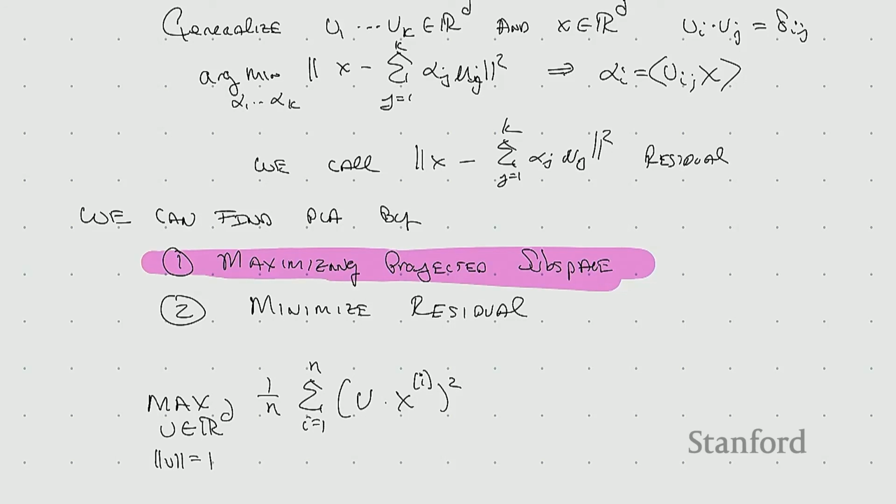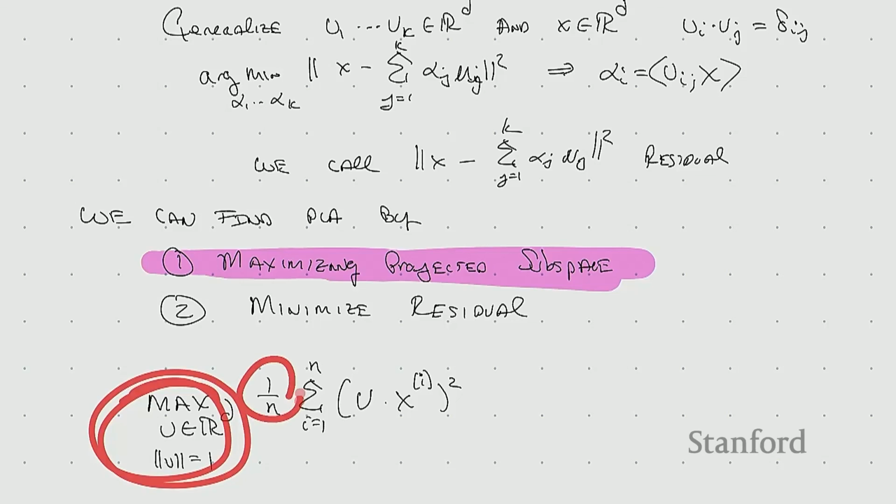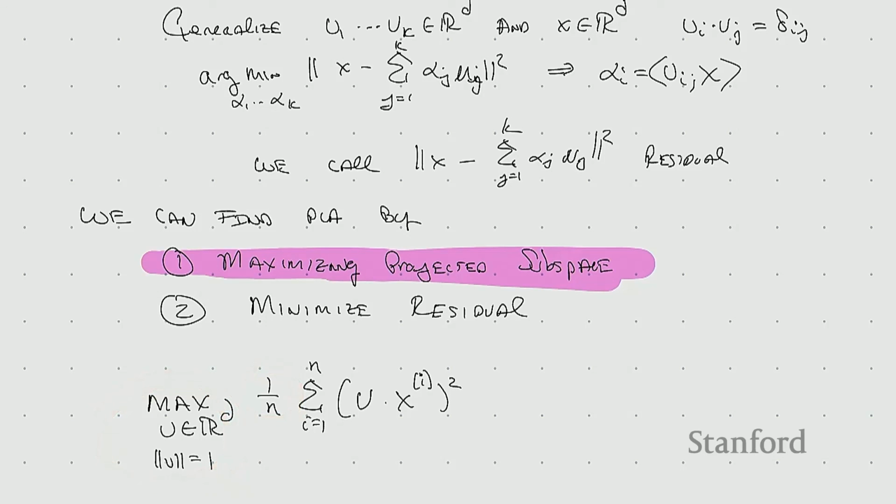So think about what this optimization is saying. It says pick over all the u's that are there. We're normalizing. We'll come back to why we normalize. It doesn't really matter too much. But what we want to do is explain as much of the data as we can.